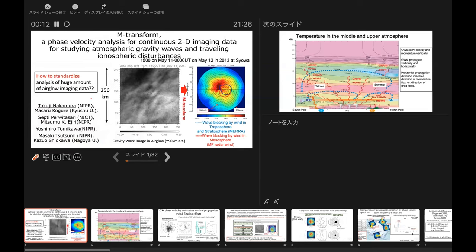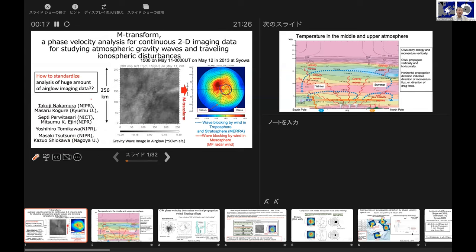Thank you, Damian. The standardization of data analysis is becoming a common issue in the SCAR community and projects. And in our ANGWIN action group, it is also essential to have a common analysis technique or method for the huge amount of data collected in our network observation. Therefore, we developed a new analysis software to extract gravity waves in airglow images. Also, this technique is useful in analyzing other types of data, such as ionospheric mapping data.